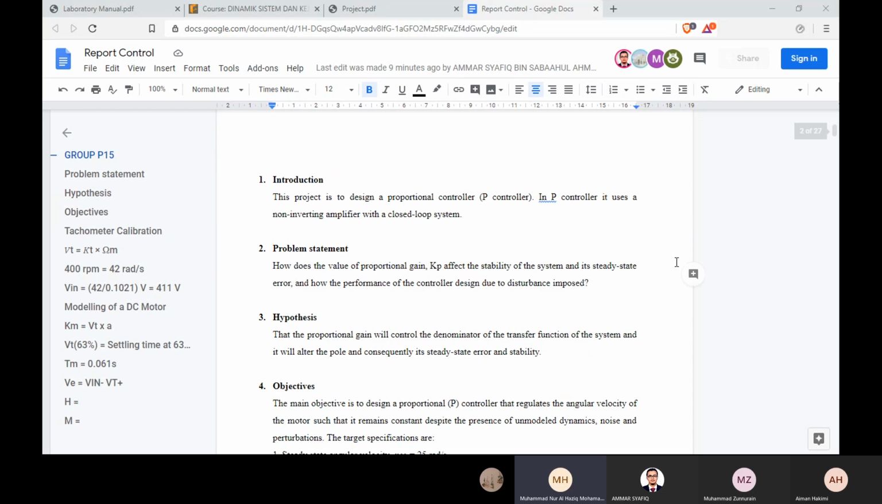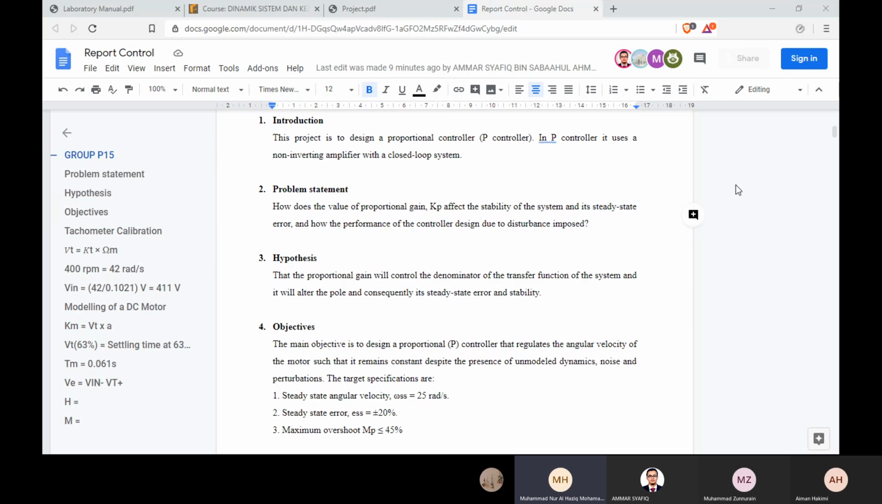So a little bit of introduction. This project is to design a proportional controller, a P controller, and it uses a non-inverting amplifier with a closed loop system. And the problem statement is, how does the value of proportional gain Kp affect the stability of the system and its steady state error, and how is the performance of the controller design due to disturbance imposed?